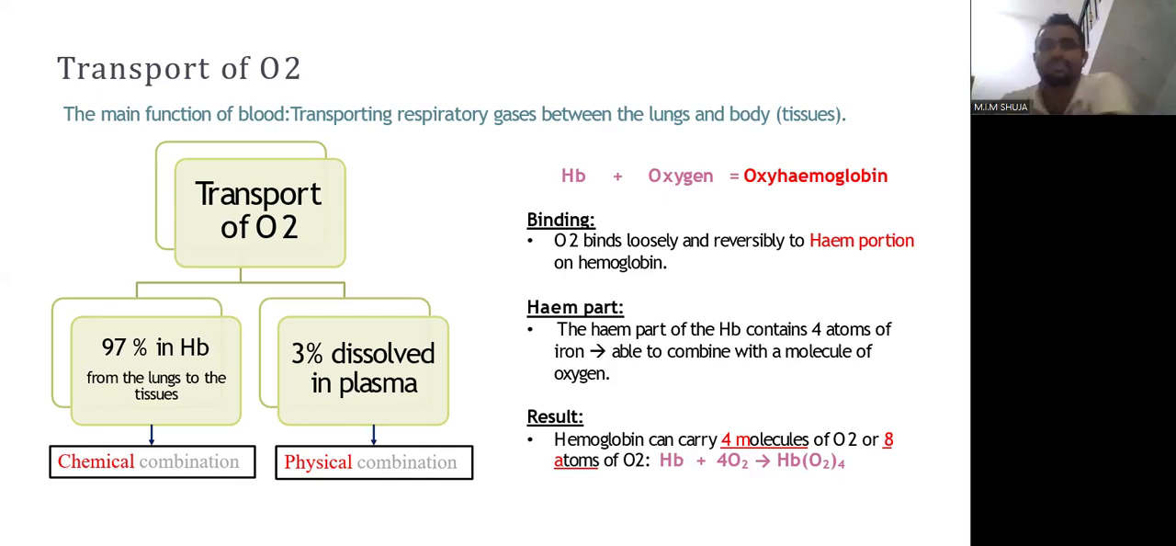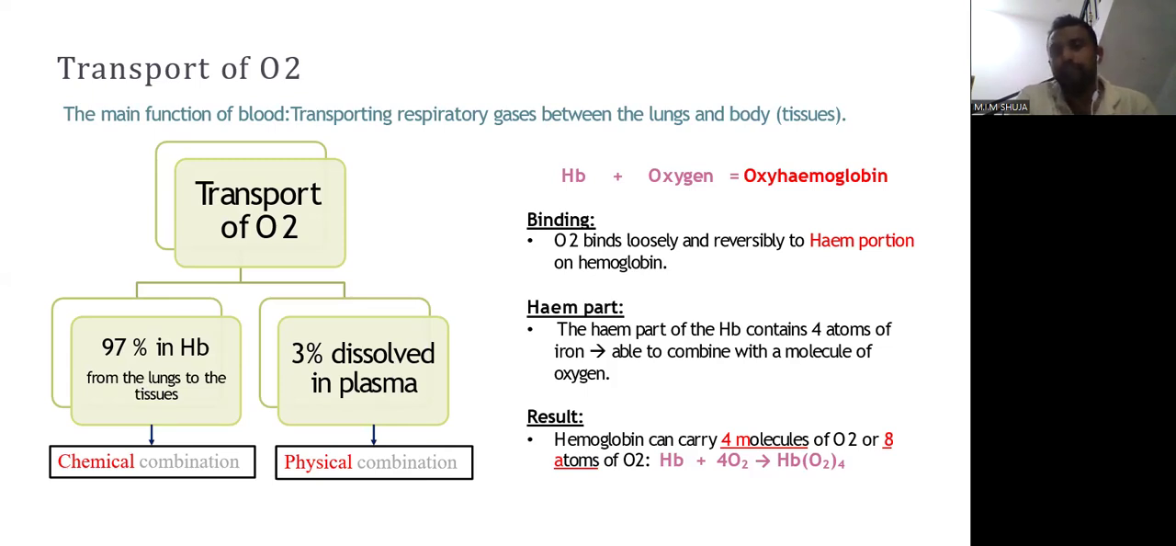Okay, the transport of oxygen, this is just a summary. 97% is bound with hemoglobin, that is chemical combination, and 3% is dissolved in plasma, that is physical combination. When hemoglobin is bound with oxygen, we call it oxyhemoglobin.